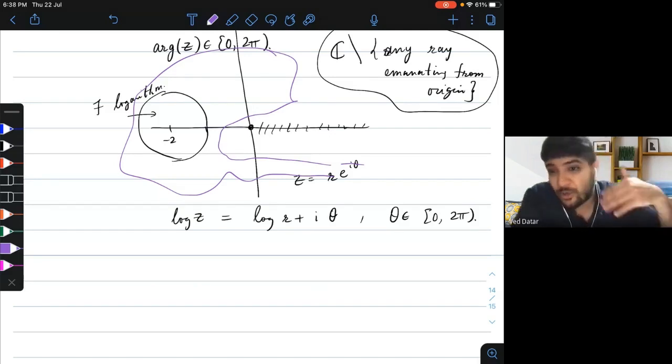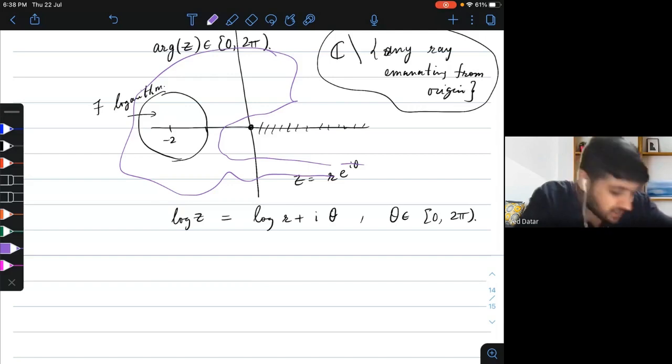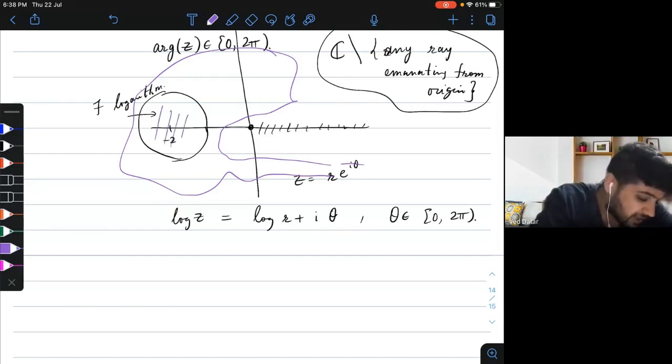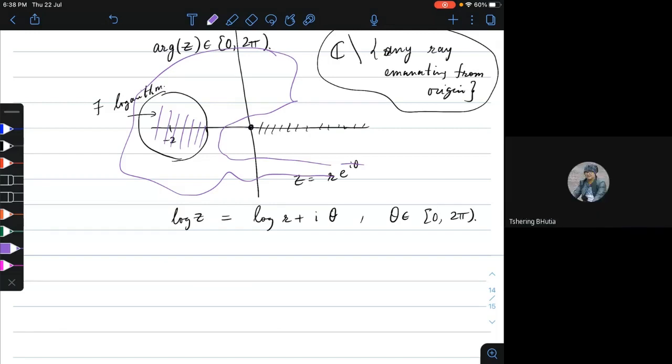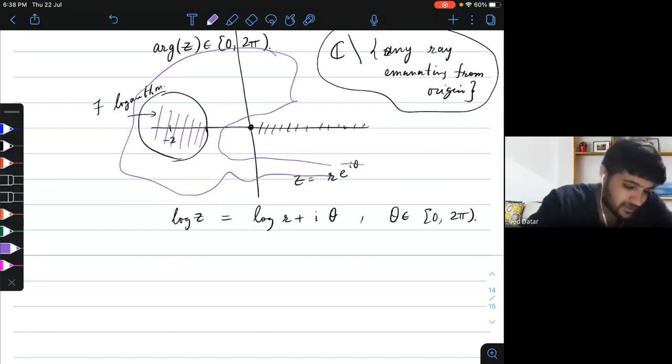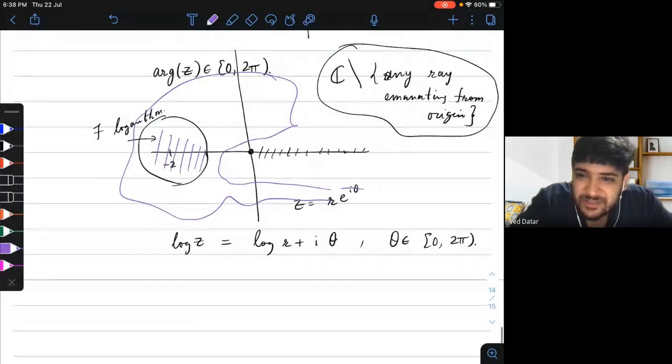An alternate way of defining it is, of course, using power series expansion. You can try to define a power series using successive differentiation. So that's another way of defining the logarithm there. Does that answer your question? Yes, sir. Okay, any other questions?